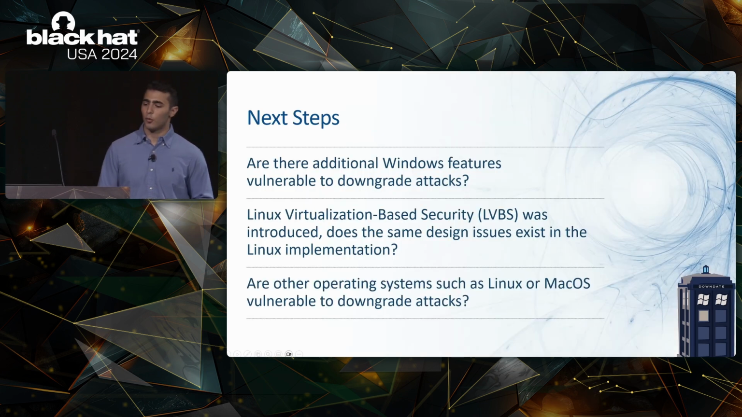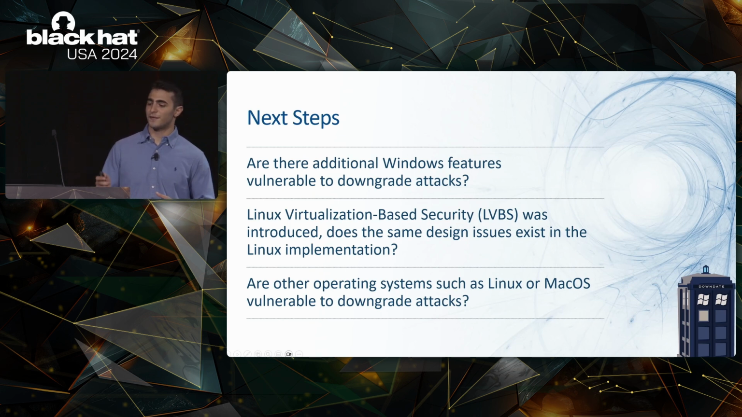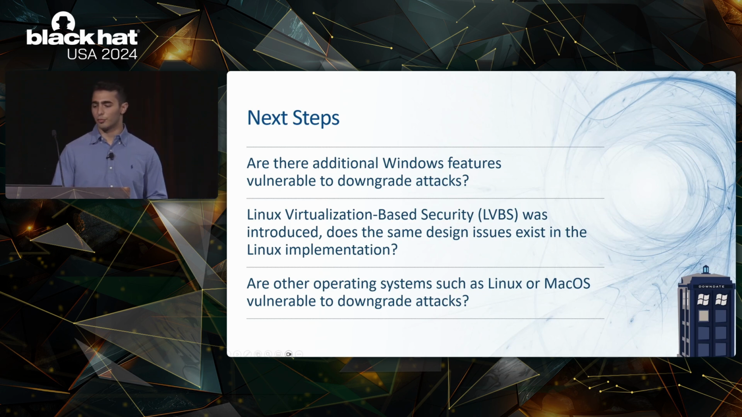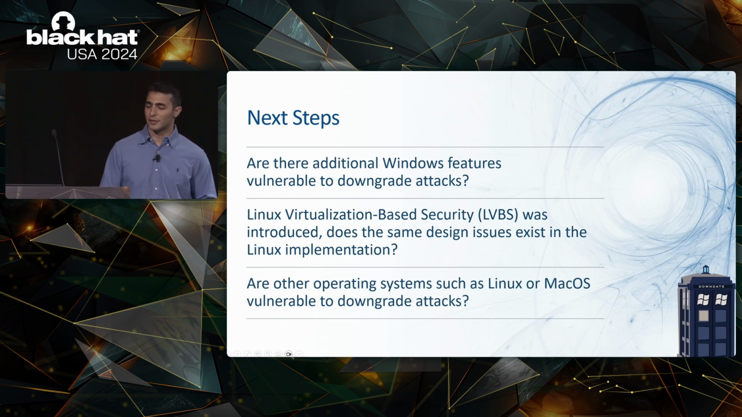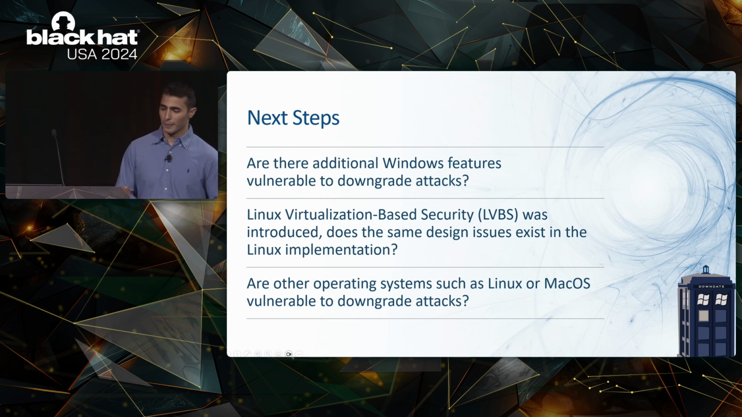Now, for those of you who want to further research the topic that we explored today, here are some of the things that I recommend looking at. First and foremost, the critical question still arises: are there additional Windows features vulnerable to downgrade attacks? So far, both Secure Boot and the virtualization stack were found vulnerable. Do you have in mind additional critical features that you think may be vulnerable to downgrades?